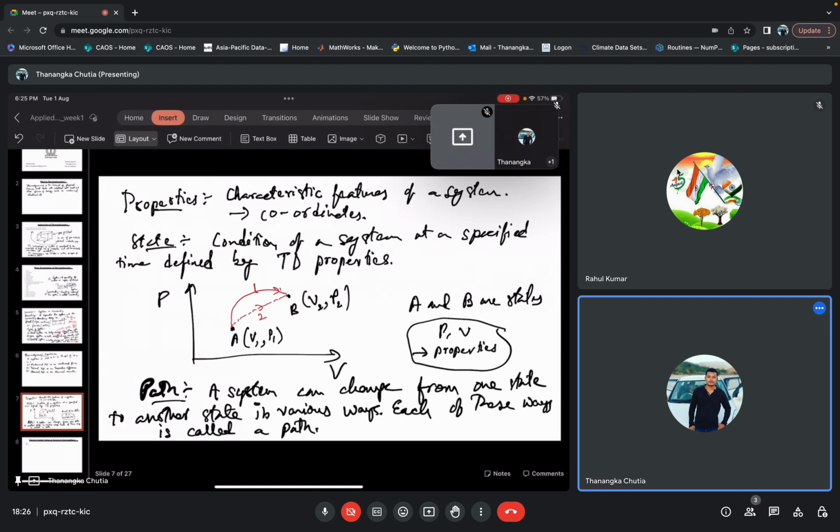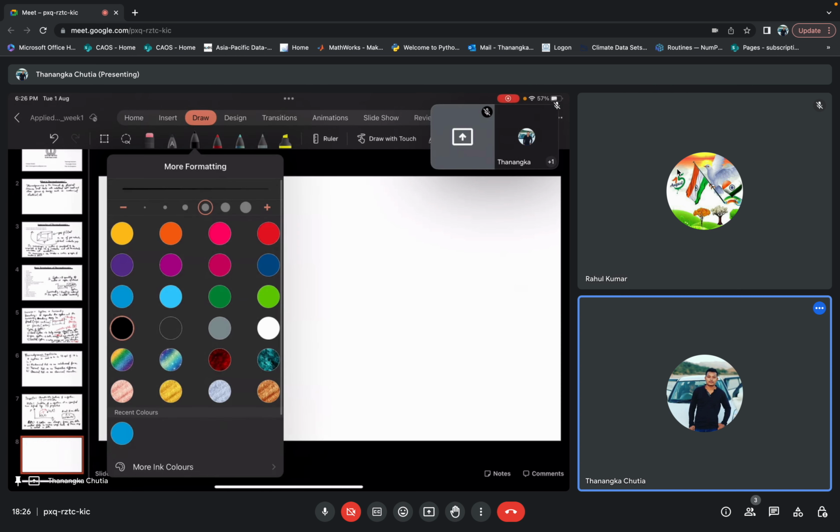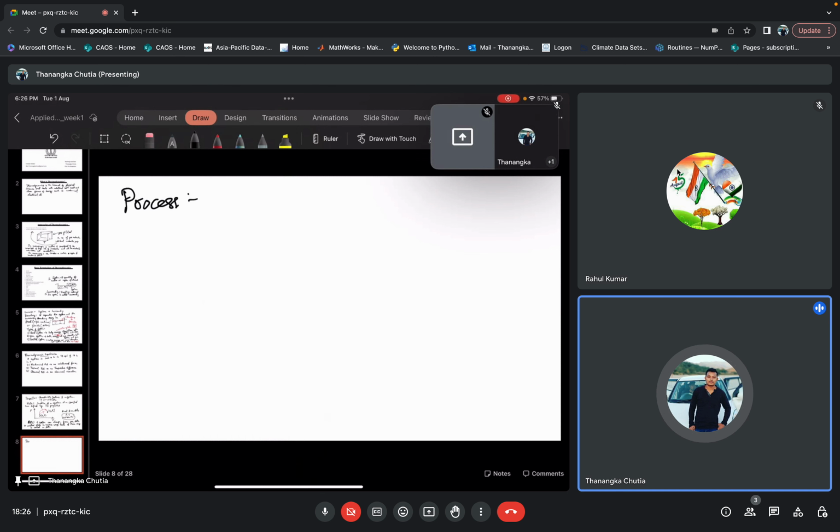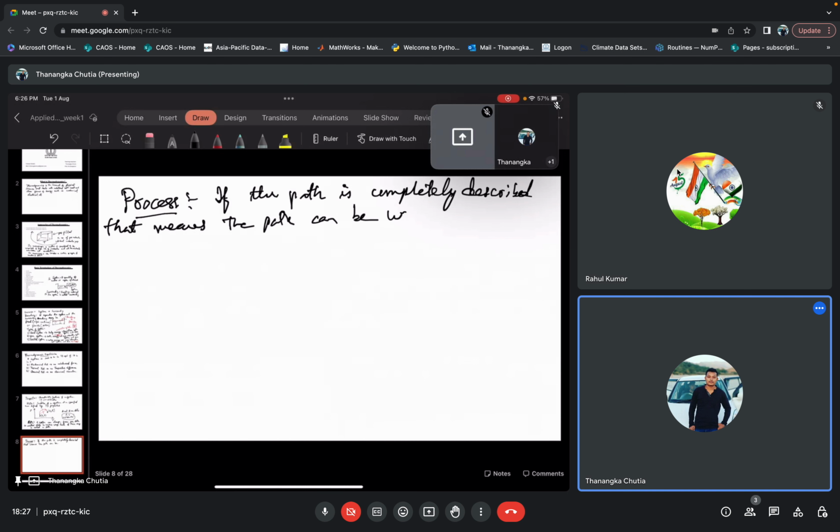Okay, next is process. Now if the path is completely described, that means the path can be written in the form of an equation, it is called a process. Okay, fine.